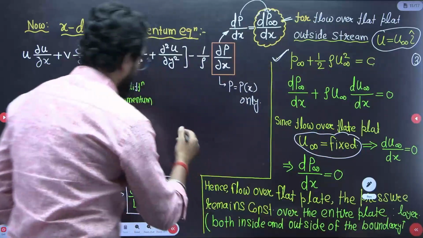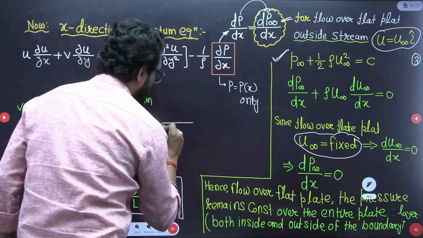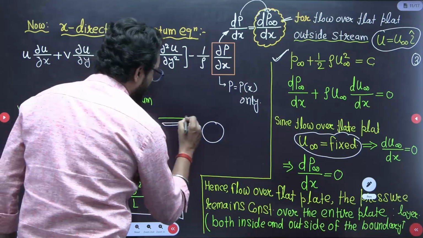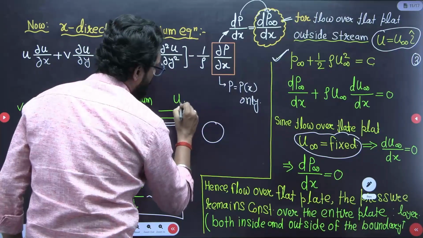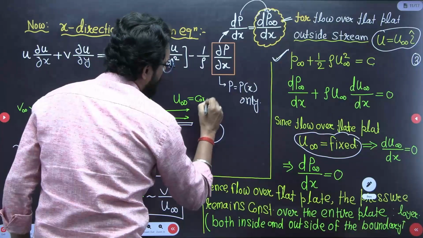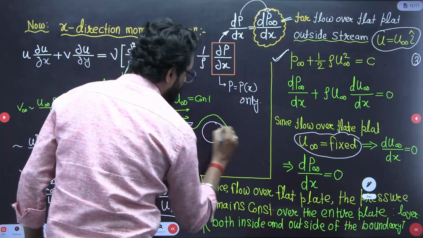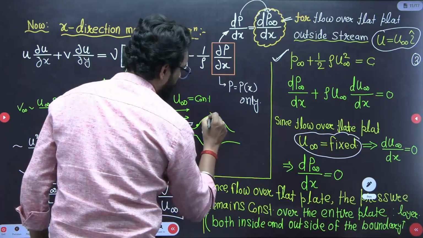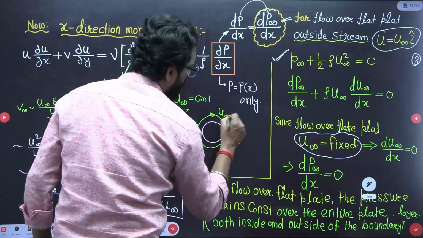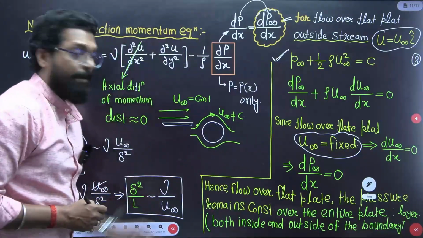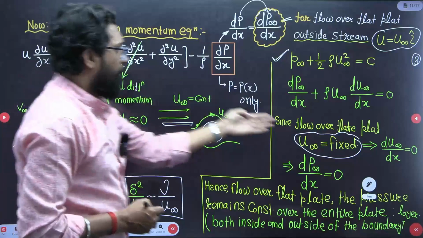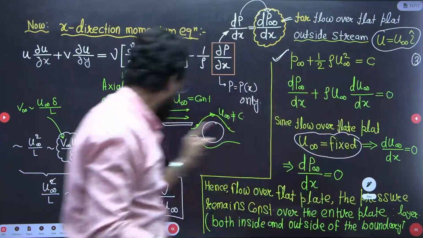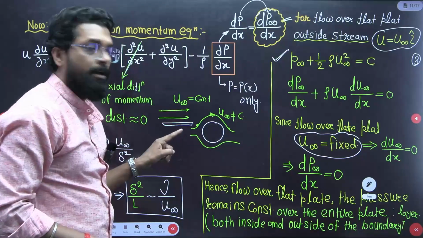It is not a curvature. What is the main difference between the flow over a flat plate and flow around a cylinder? For flow over a flat plate, the free stream velocity u infinite is constant. But for flow over the circular cylinder, the velocity u infinite is not constant. Why? Because there is a curvature. By default, for flow over a flat plate, u infinite is fixed because it is a straight line, so all the points have a fixed velocity.